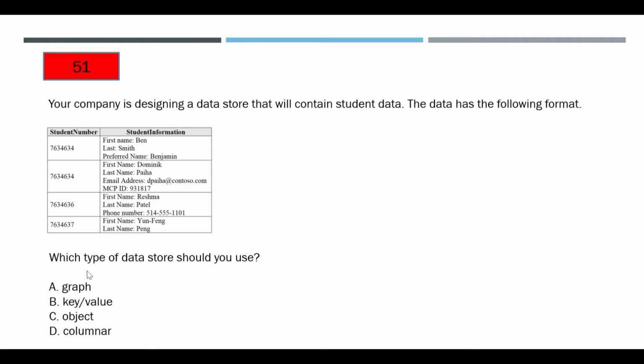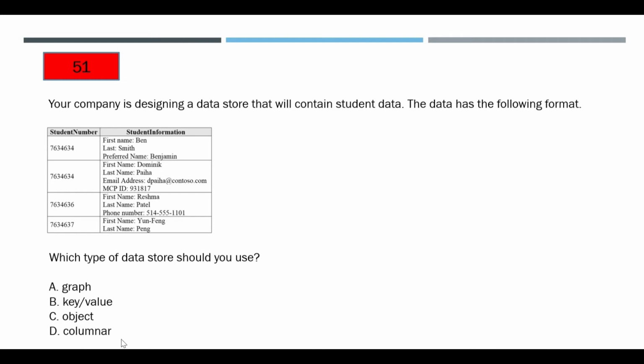So let's first analyze the options. Option A says graph database. Graph database is used if you want a node and edge kind of relationship structure, which is not the case here. So that is ruled out. Option C says object data store. If you have images, scanned images of x-rays and so on, that is where you can put in the object store, but that is not the case. This is something like a table.